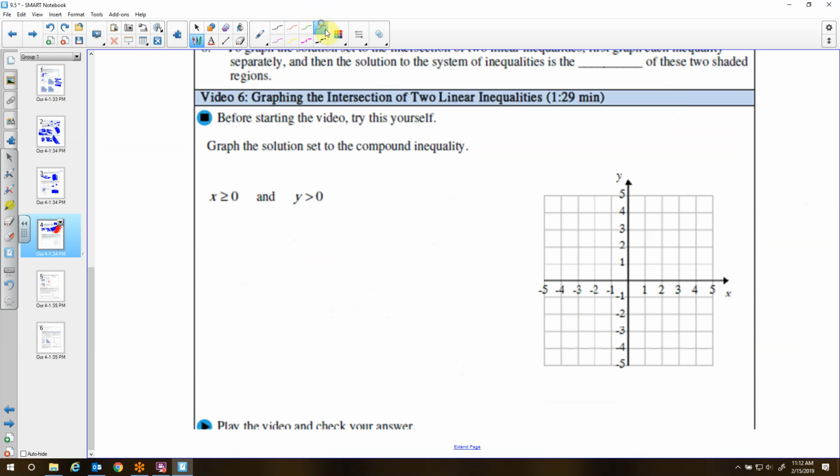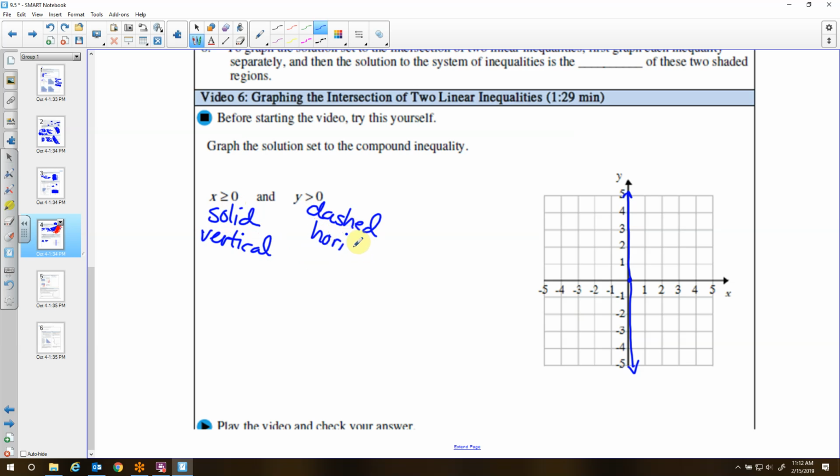Okay, let me go back to blue. Here we've got horizontal and vertical lines. X is greater than or equal to 0, so I'm going to mark 0 on my x-axis, and that's going to be a vertical line. So I'm going to draw it in here. And I drew it solid because I have an equal. This next one is going to be a dashed line because I have a greater than, and it is horizontal.